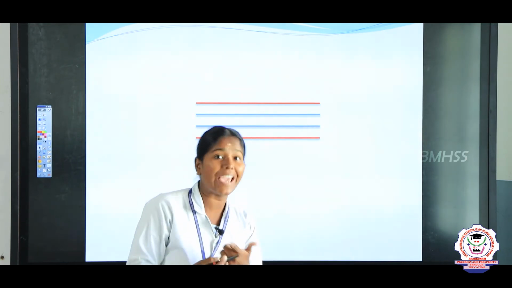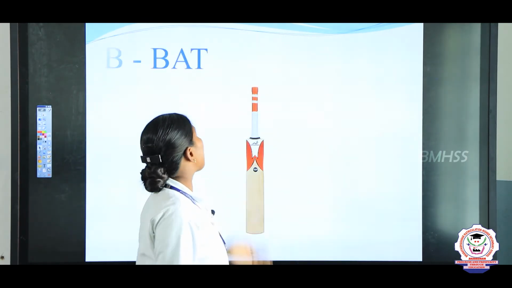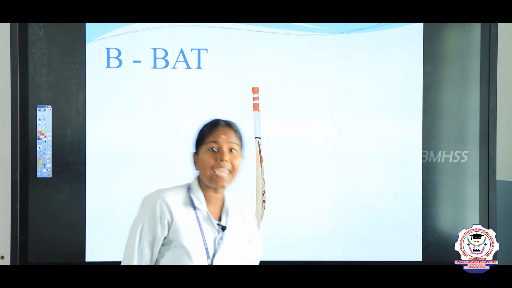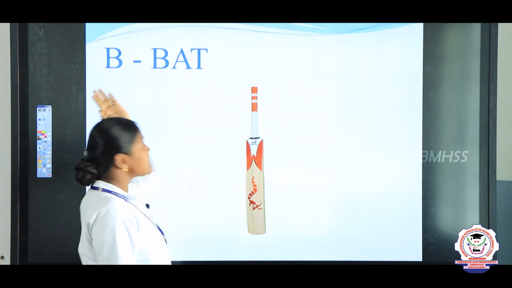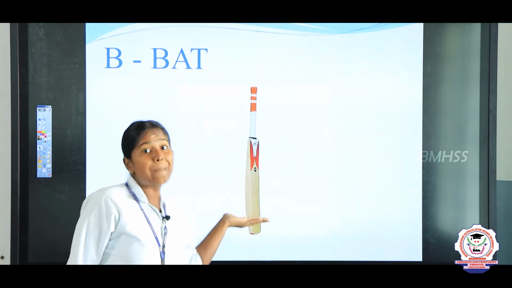What's the next letter of A? It is B. After A, it is B. The example of B is bat.